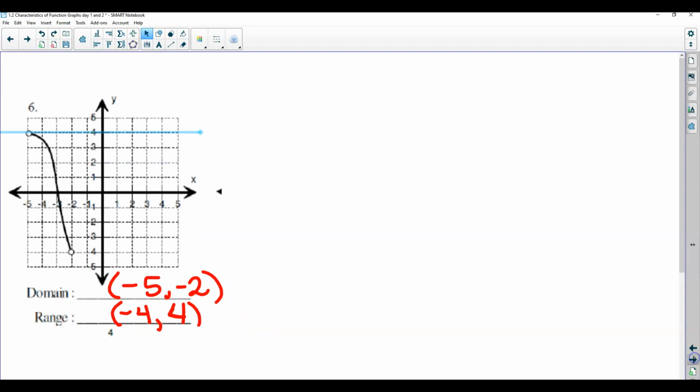Let's look at the next one. So on the next one, I already have the answer there for you because I forgot to erase it. But look at the picture. How come I don't have any infinity symbols in my answer? There's no arrows. And why is everything with parentheses? Because they're open circles. They've all got open circles. So make sure you know how I got that because I accidentally forgot to erase it.